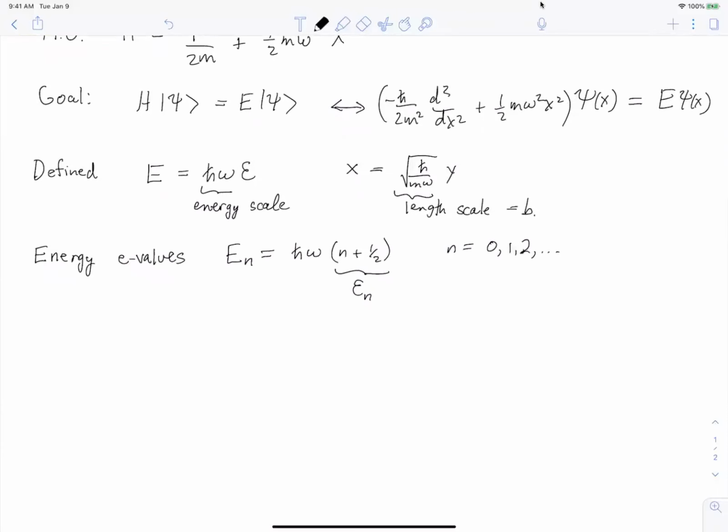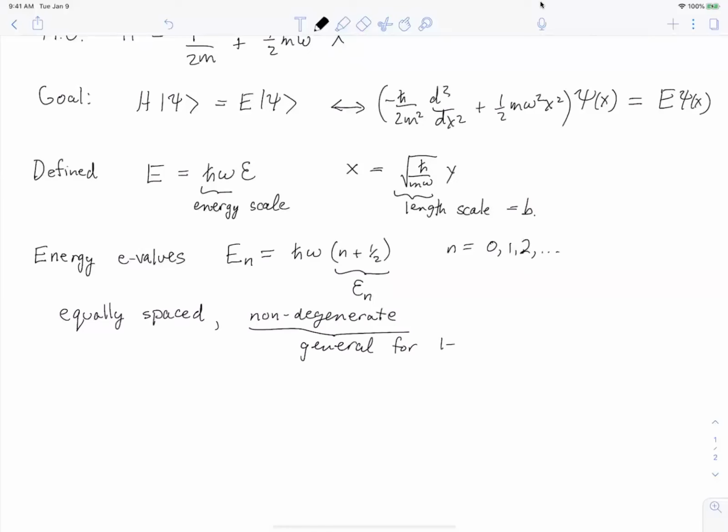Okay, and some comments about these. In this problem, and this is by no means a general feature, but in this problem of the harmonic oscillator, the energies turn out to be equally spaced. They're non-degenerate. That is a general feature. We proved that in one-dimensional quantum mechanics for bound states. So this is general for 1D bound states. Okay, this equally spaced feature is not general.